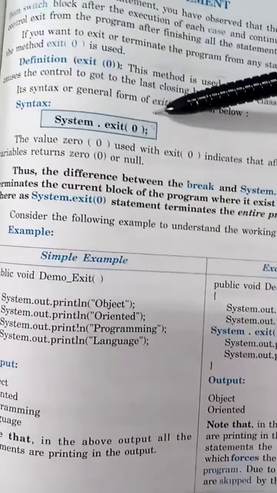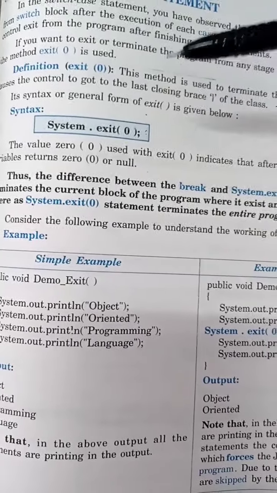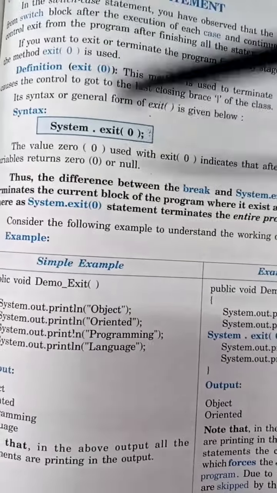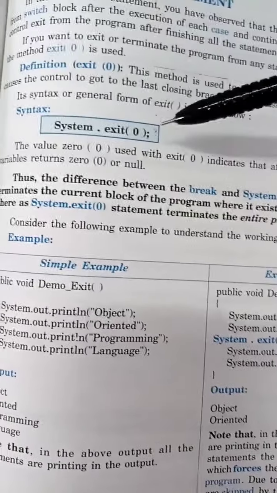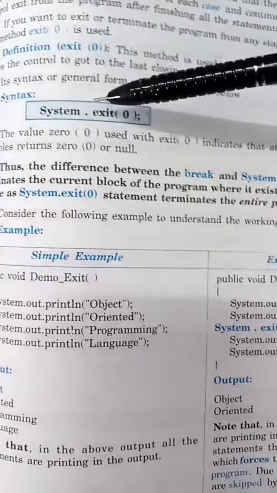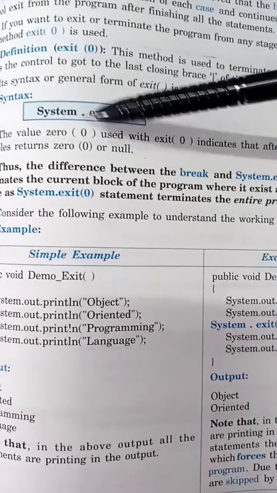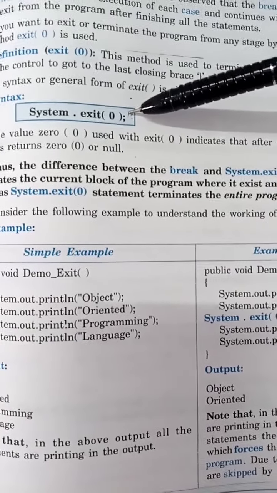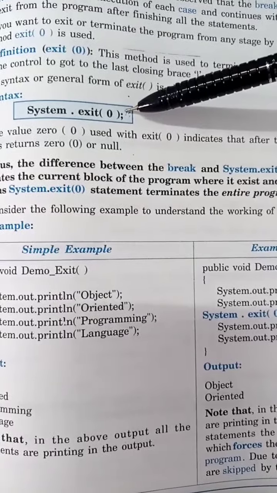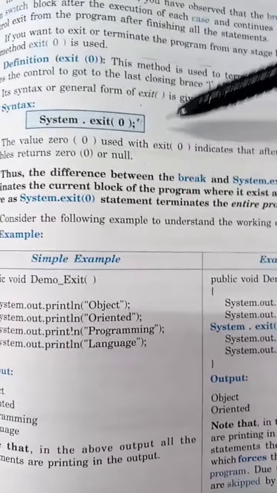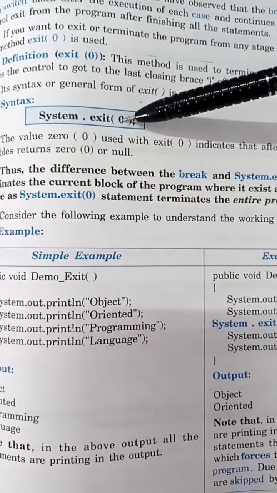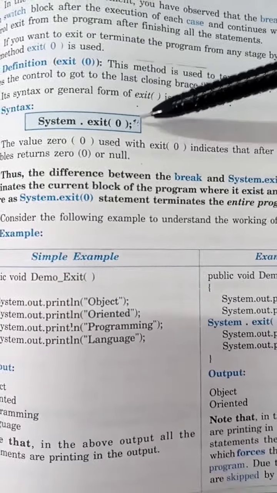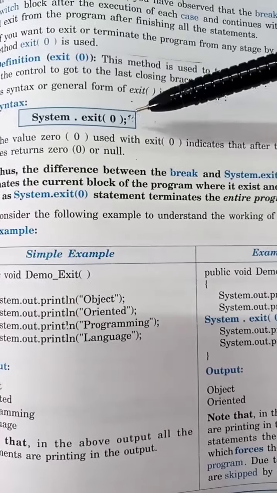Suppose you have some condition. If that condition is true, you want to close your program, you want to exit the entire program. So you will be writing if n double equals to 2, within if system.exit 0. If the value of n is 2, then the program will be terminated. So this you will be using if you want the termination of the program at that point.